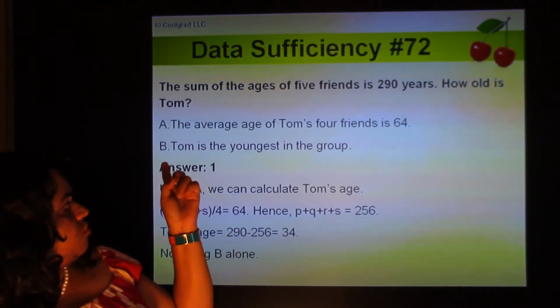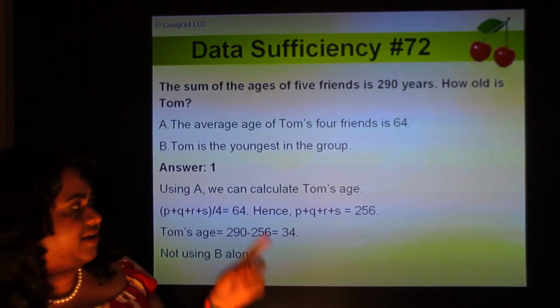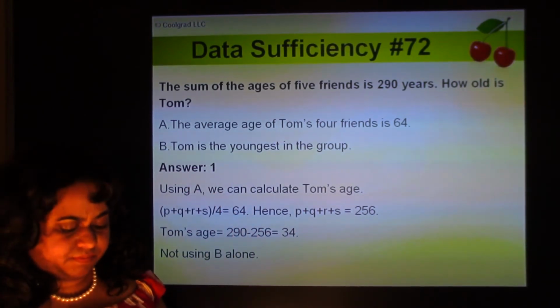Using statement B alone, Tom is the youngest in the group. That doesn't tell us anything. So A alone is sufficient, and so we pick option 1.